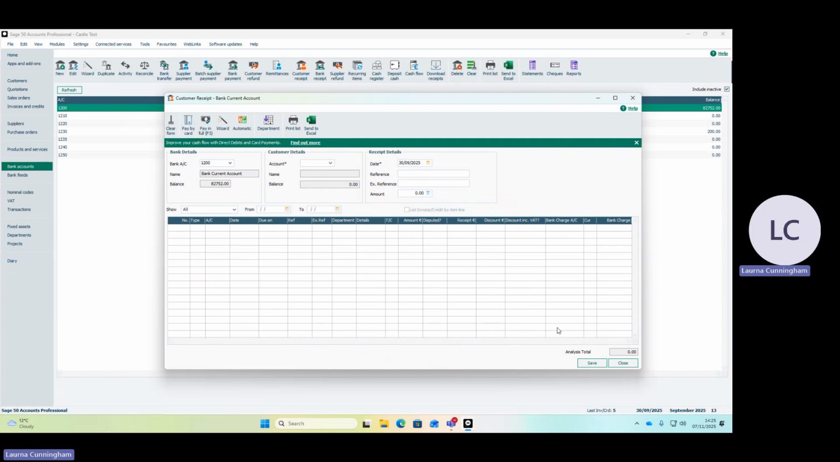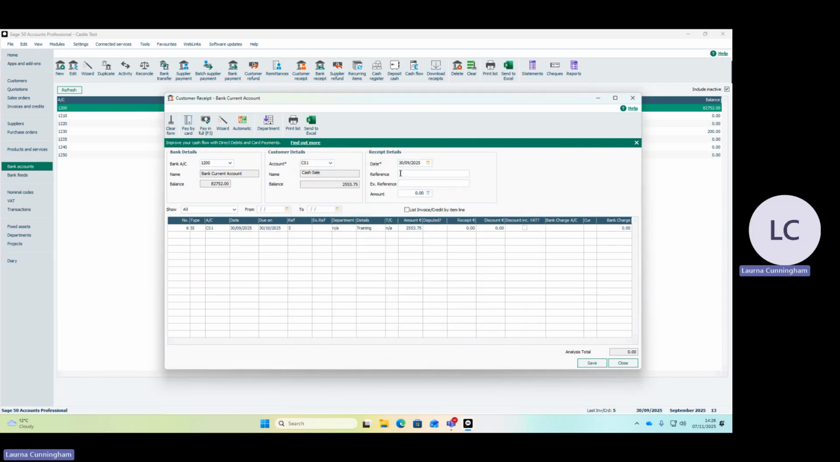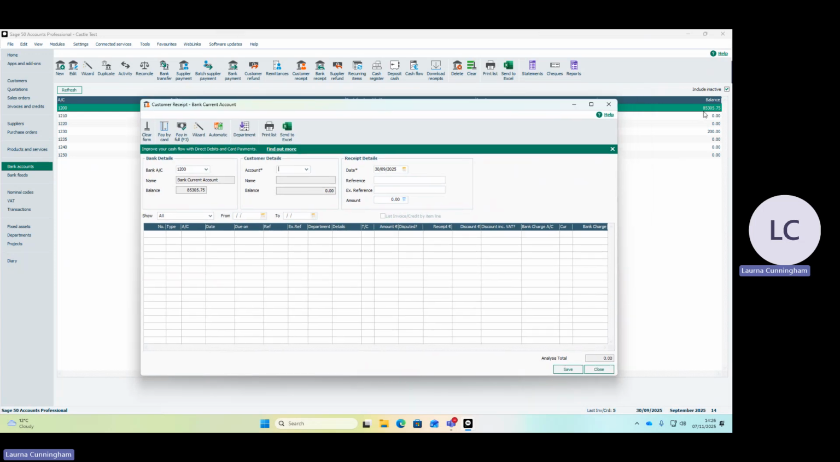Okay, so please enter your cash sales separately. Again, query cash sale. The reference is cash sale number 6. The amount is 2553.75. I'm just taking that from here because it would have been paid in full, and click 2553.75 and save. Okay. Now you can see in my bank account here, I now have 85,000 euros.